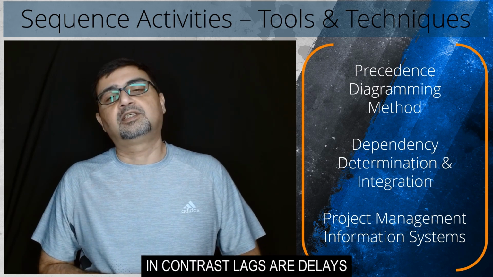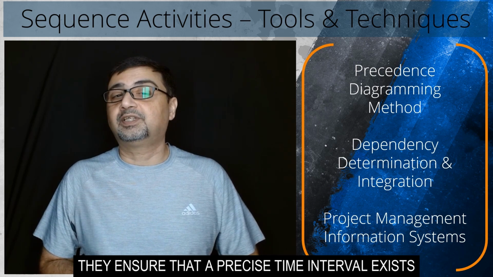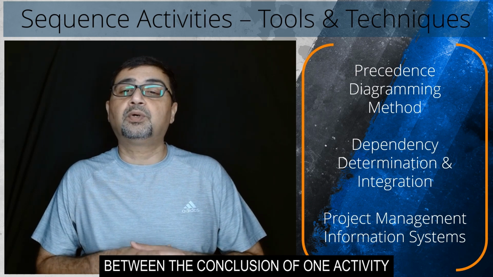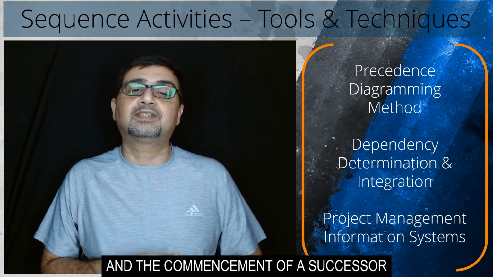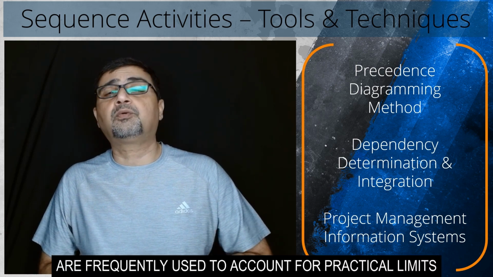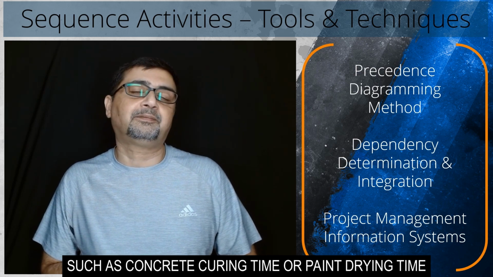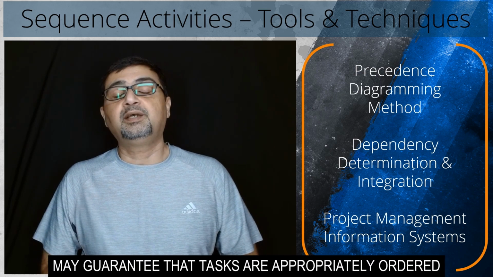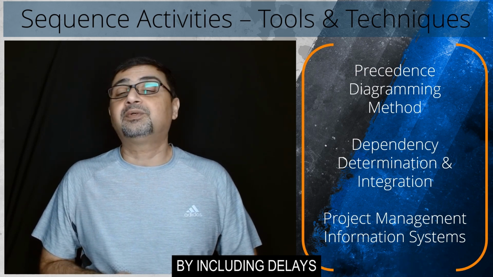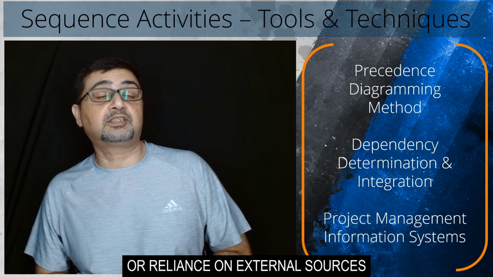In contrast, lags are delays or waiting times that occur between tasks. They ensure that a precise time interval exists between the conclusion of one activity and the commencement of its successor. Lags are frequently used to account for practical limits such as concrete curing time or paint drying time. Project managers may guarantee that tasks are appropriately ordered by including delays, which consider essential waiting times or reliance on external sources.